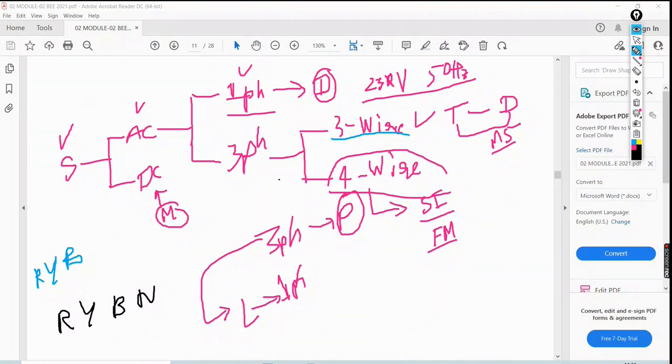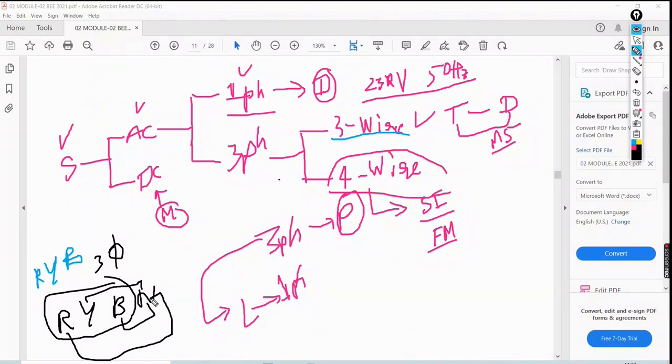Along with neutral. If I use only these 3 wires or three terminals, then I can connect the 3-phase load. If I use B and N, or Y and N, or R and N, then I can convert that into a single phase. Where there is more power requirement, you adopt this method in order to distribute the power supply to the connected load.